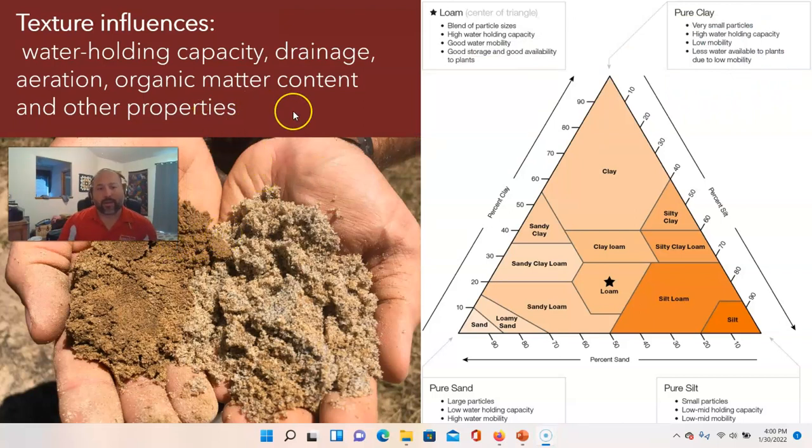So what's important about texture, to me, they really focus on these ideas specifically: water holding capacity, drainage, aeration, organic matter content. So if we look at a pure clay soil, let's start here at the top right here. If we have a pure clay soil or a clay soil that's really high in clay, you've got very small particles, so you've got really high water holding capacity. You've got low mobility of the water through the soils. You've got low aeration because you have so much water taking up all the pore space. But what's interesting, because you have low mobility, is you have less water available to the plants. So you have a lot of water in your soil, but it's not actually water that's going to go to the plants. So that's where mobility becomes important.